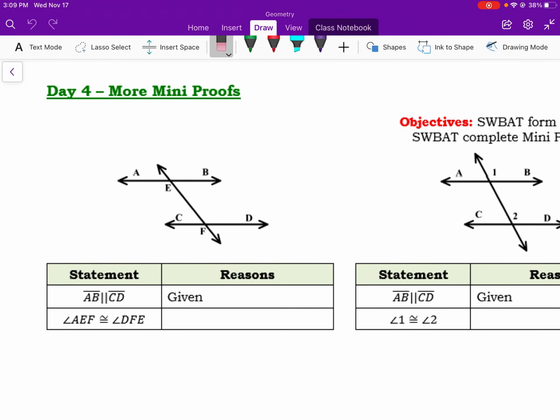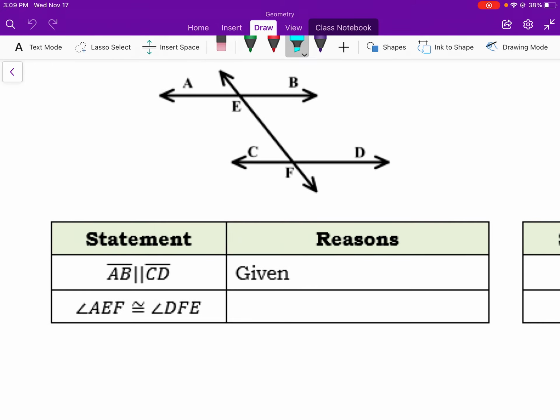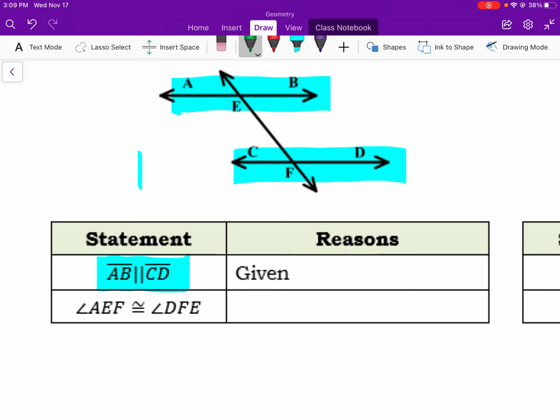So if we're looking at the first one here, we have a diagram, and our given statement is that line AB is parallel to line CD, right? So those are our two parallel lines. That's our given. And then we are trying to prove that angle AEF, which if I connect those endpoints, would be angle AEF, is congruent to angle DFE. So we're trying to prove that these two angles are congruent.